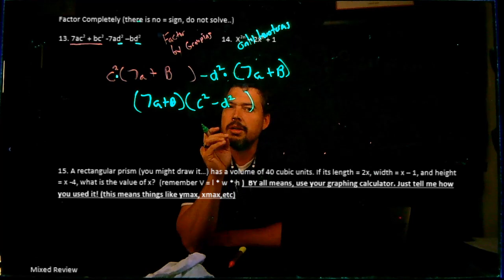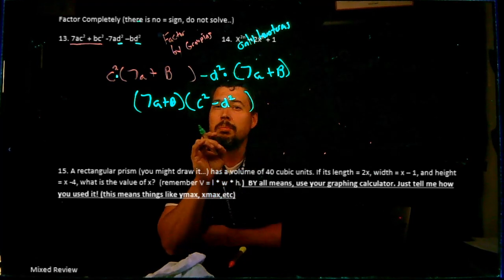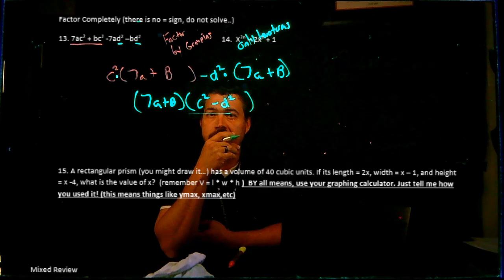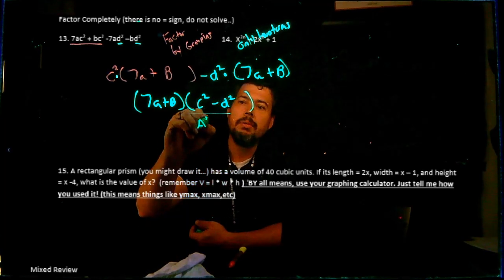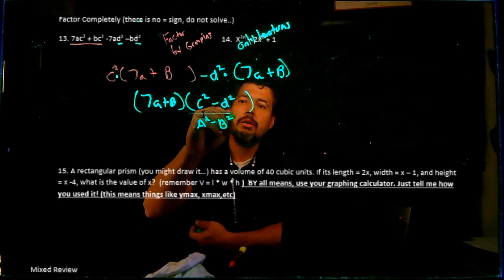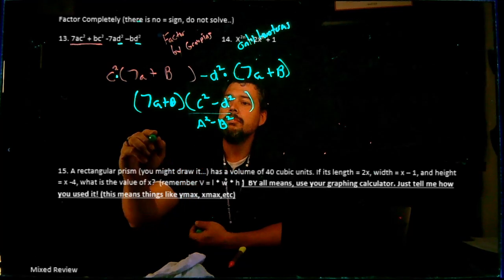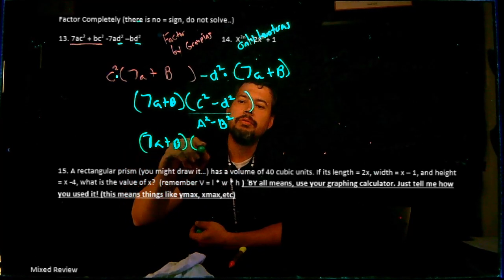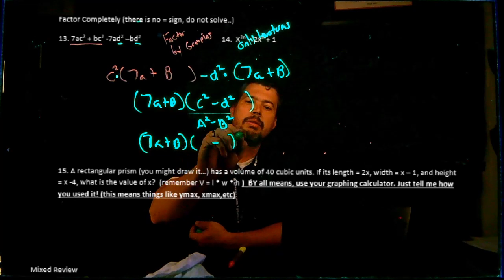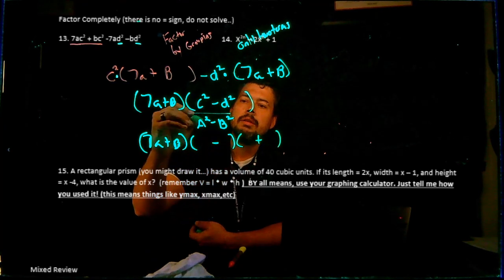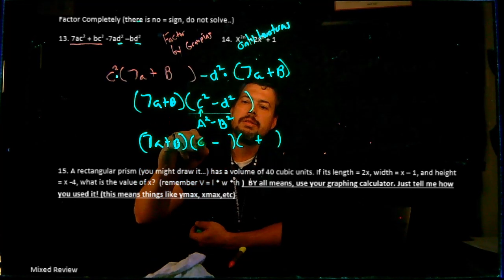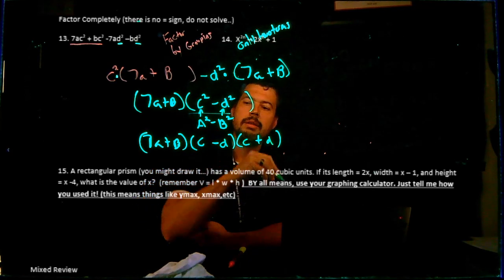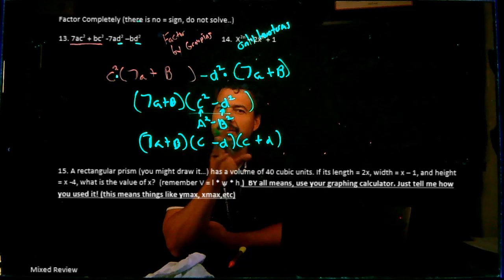Now, your instruction set said factor completely. This one's not done. That is an a squared minus b squared pattern, although with the letters c and d. So the a squared minus b squared pattern would factor with a negative and a plus. Just do the lineup process. This is c, this is d. C, d. Done. It's not that bad.